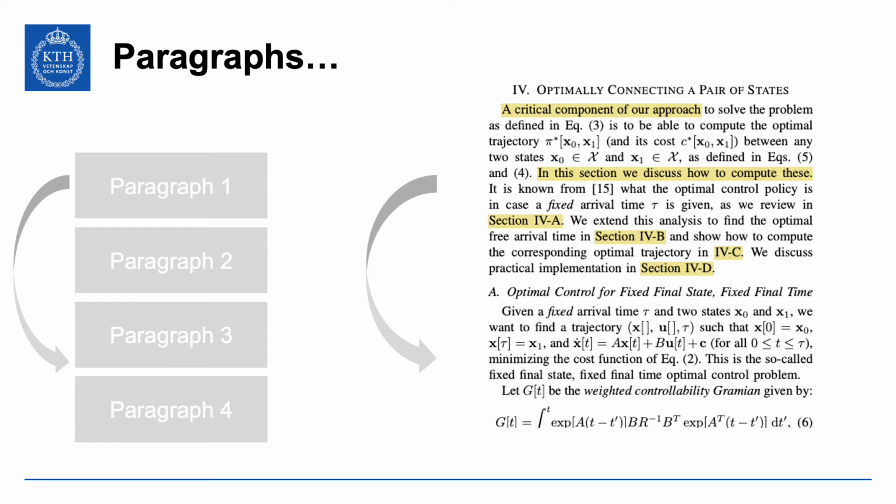A critical component of our approach, blah, blah, blah. In this section, we discuss how to compute these. And then they go on to tell about what the subsections are going to be about. Section 4a does this, section 4b does this, 4c, and 4d. So this paragraph really summarizes the rest of the sections, the rest of the paragraphs.